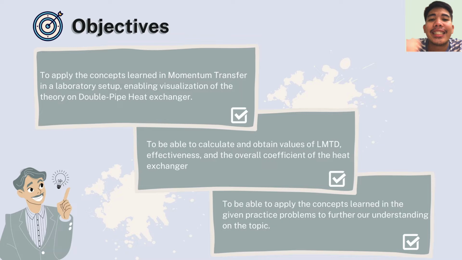So going on to the objectives, the first objective is to apply the concepts learned in momentum transfer in a laboratory setup. So this is somewhat a refresher on the heat transfer concept, and this will enable us to check our understanding and enable us to visualize the theory on the double pipe heat exchanger in this setup.